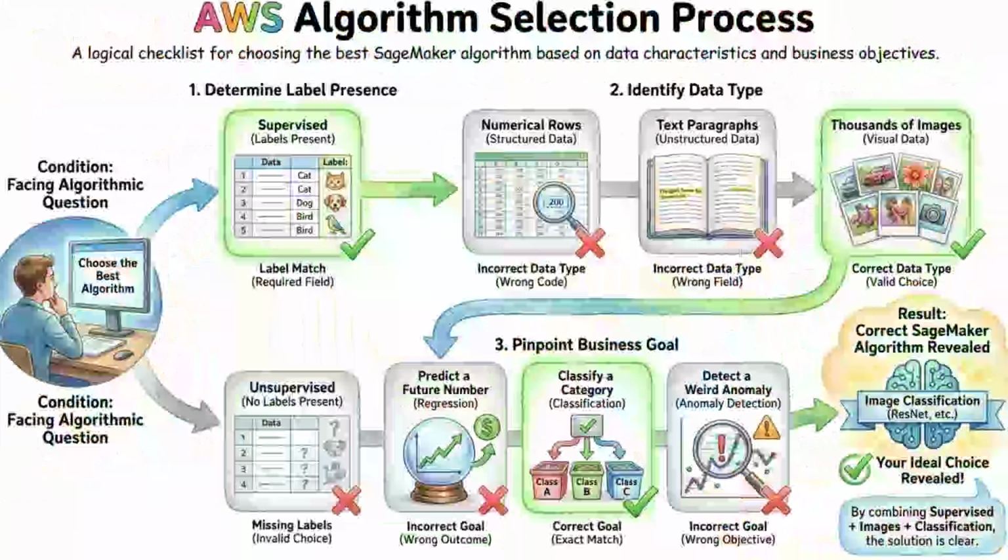As you face algorithmic selection questions on the exam, always follow a clear, logical mental checklist. First, determine if the data is supervised with labels or unsupervised without labels. Next, identify the exact data type, whether it is rows of numbers, thousands of images, or paragraphs of text. Finally, pinpoint the exact business goal, such as predicting a future number, classifying a category, or detecting a weird anomaly. By logically combining the data type with the final goal, the correct SageMaker algorithm will completely reveal itself to you every single time.